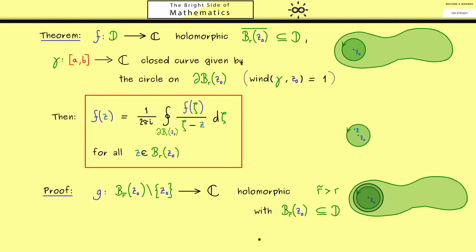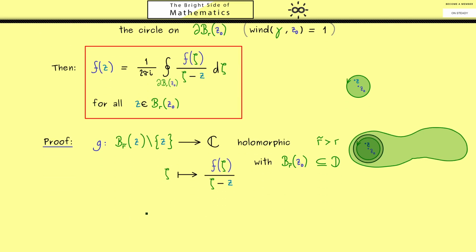And of course, the answer is not a surprise at all, because we see the function already in the integral. Hence, a point zeta is sent to the number f of zeta divided by zeta minus z. And by having this, you should also see that the exception point here is not the middle point z0, but rather the arbitrarily chosen point z. So let's also change that, and then the definition of the function g is complete.